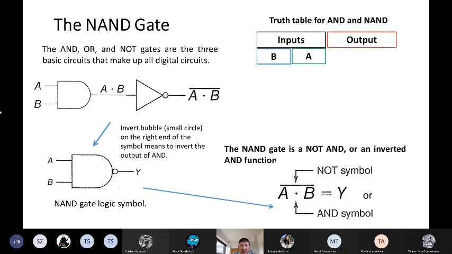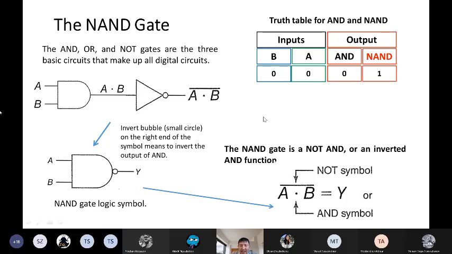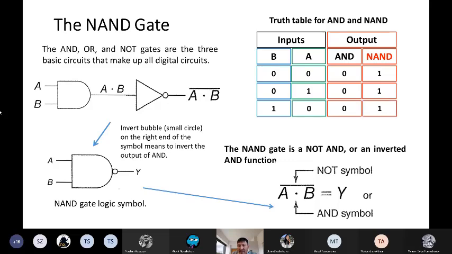So inputs and outputs. So for comparison, let's put also AND gates. So for example, A 0 and B 0. What will be AND? AND will give us 0, but NAND, it is inverted AND, it will give us 1. So for example, when A 1 and B 0, AND will give us 0, but NAND will give us 1. So when A 0, B 1, AND 0, and NAND will give us 1.